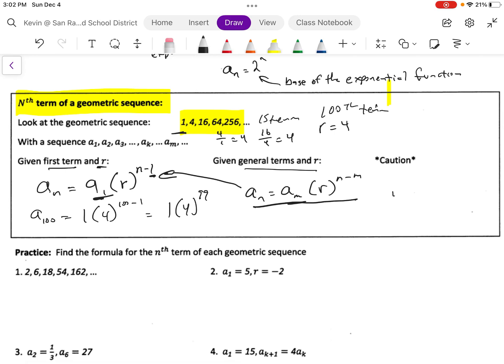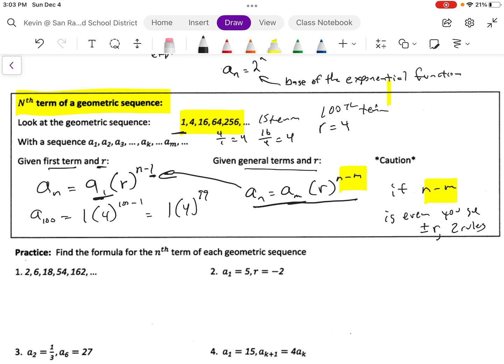Now the caution over here is that if n minus m, and I'm talking about right here, if that is even, then you get a positive and negative r. So there's 2 rules or 2 solutions.